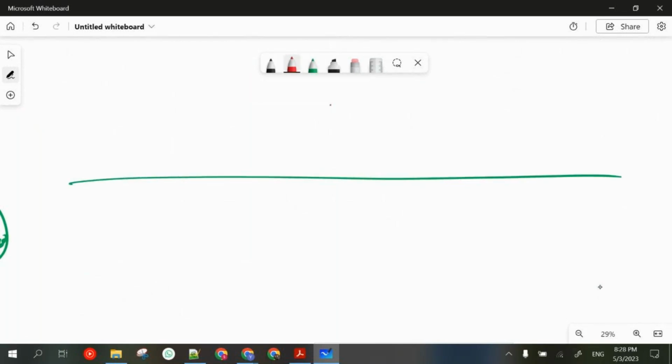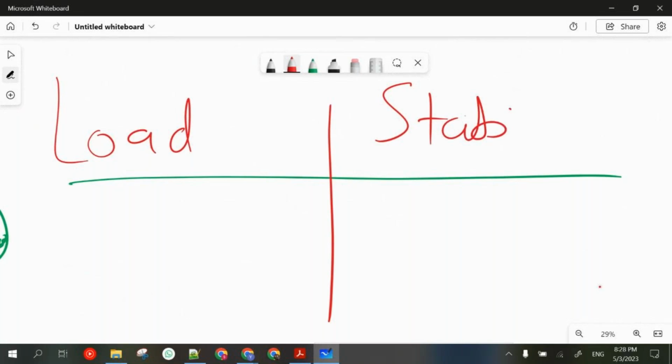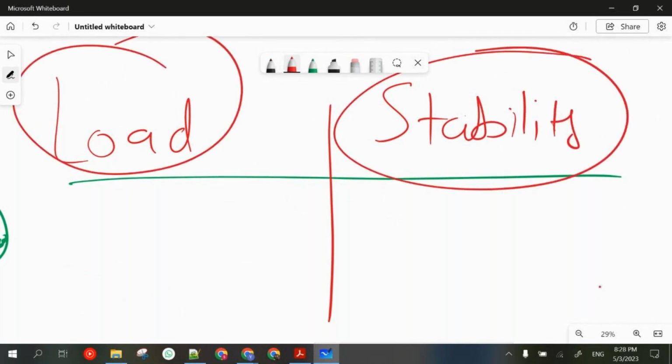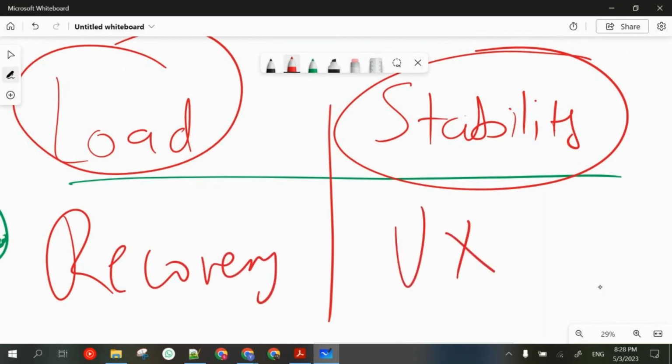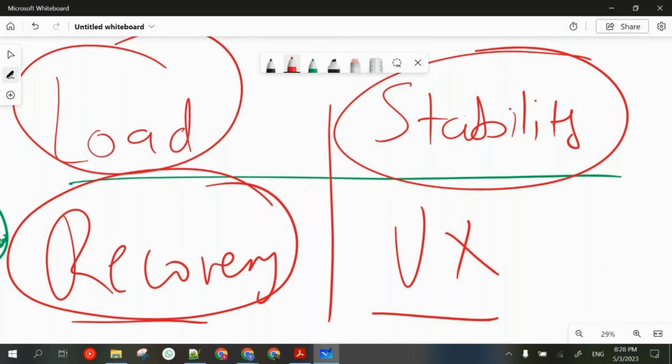So I just want to understand how it is different from regular load, stress or endurance testing. Let's say performance engineering revolves around two words: load and stability. In the same way, chaos engineering revolves around recovery and user experience. That's the major difference between chaos engineering and performance. Here we are more worried about how fast your system will recover from a failure.